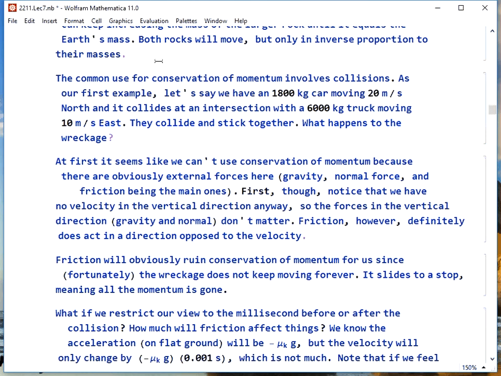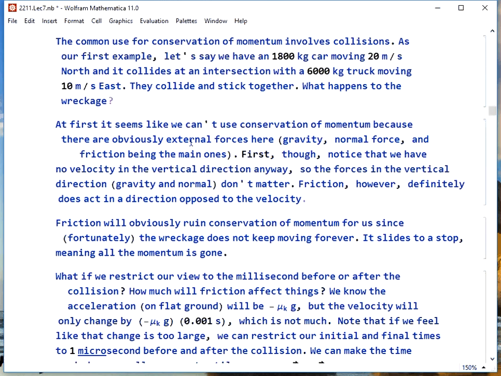The most common thing we use conservation of momentum for is collision problems. So let's say we have an 1800 kilogram car moving 20 meters per second north, and it hits another truck at an intersection moving 10 meters per second east with a mass of 6,000 kilograms. They collide and stick together, so what happens to the wreckage?